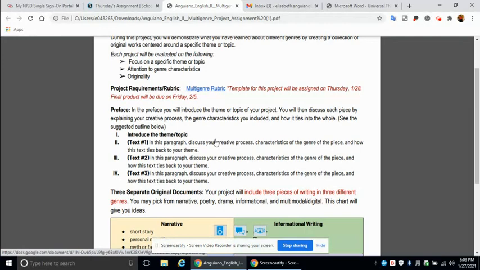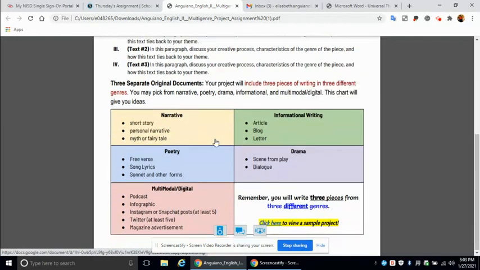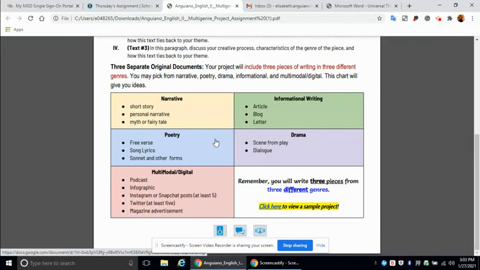Okay, and I'm going to show you an example of what I'm talking about in just a second. So here are all of the genres that we've gone over. We've gone over narrative, poetry, informational writing, drama, and multimodal or digital. Okay, so you would have to choose three pieces, or you will write three pieces from three different genres.